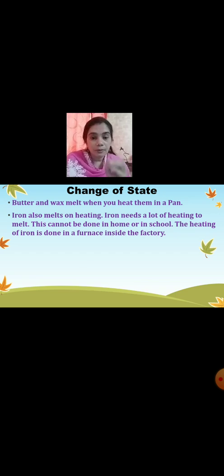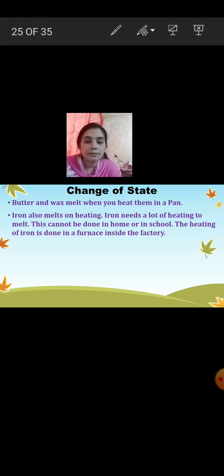Now we had taken the iron also. So iron also melts on heating. Iron needs a lot of heating to melt. This cannot be done at home or in school. So the heating of iron is done in a furnace, which we can see in the factories. So we have a big furnace, and in that there is a lot of heat, where they can melt the iron.